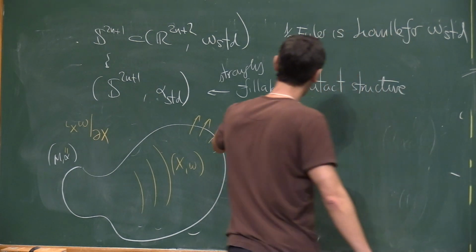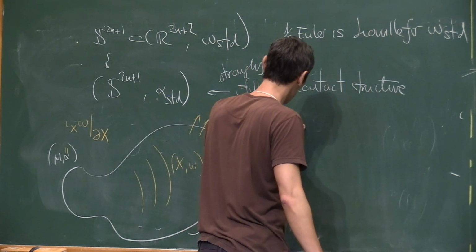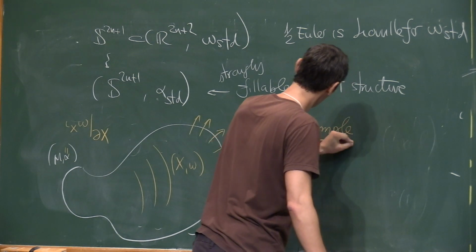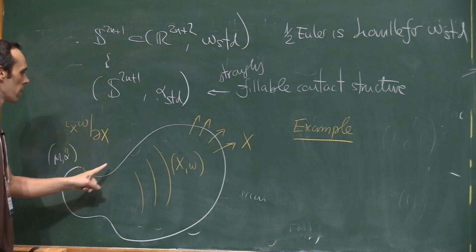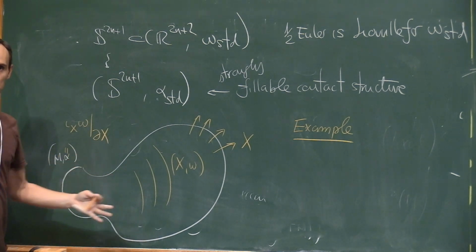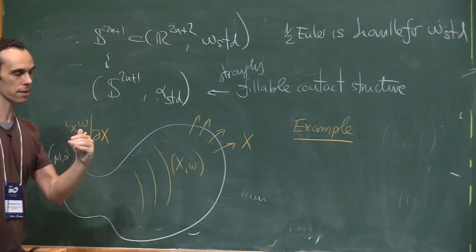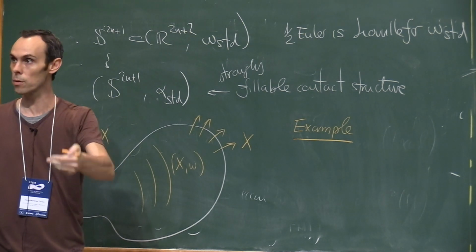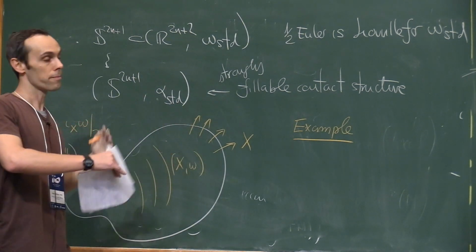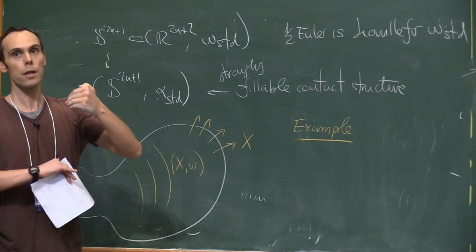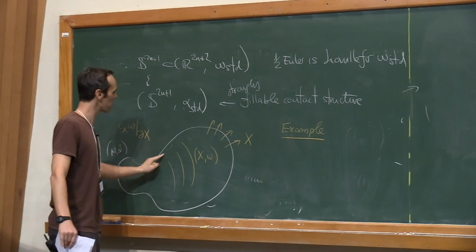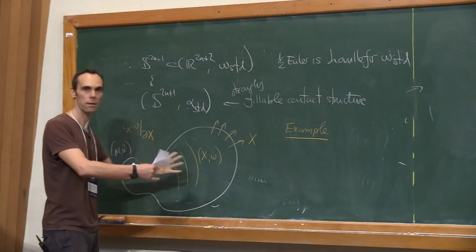So let me actually put something here. Another example. How do you get this kind of strongly fillable contact structure? Very much as you use Kähler geometry as a source of inspiration for symplectic geometry, there's another part of complex geometry that you can use to produce contact manifolds, in particular contact manifolds which are filled by symplectic manifolds.